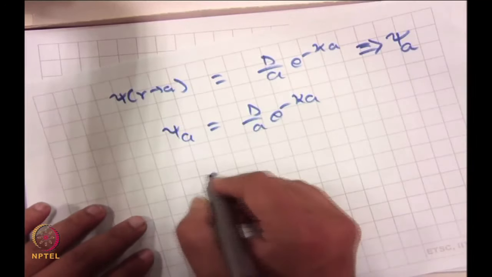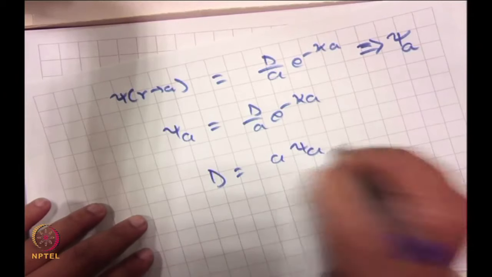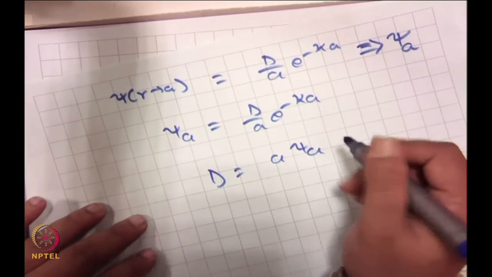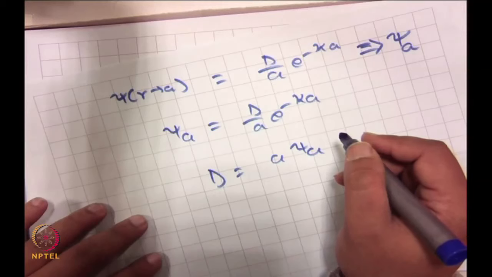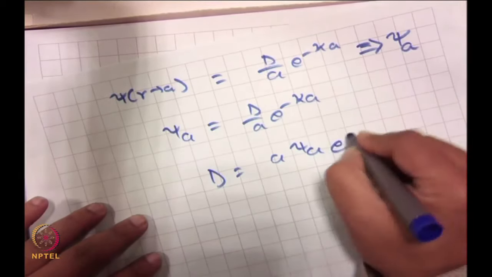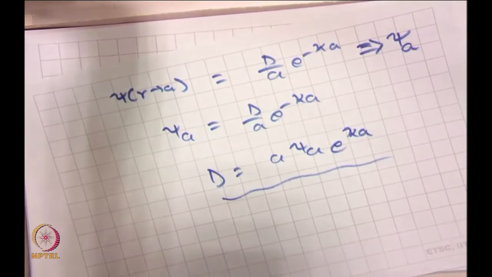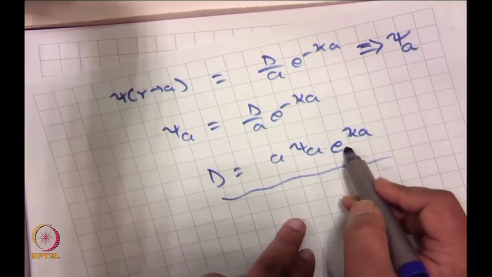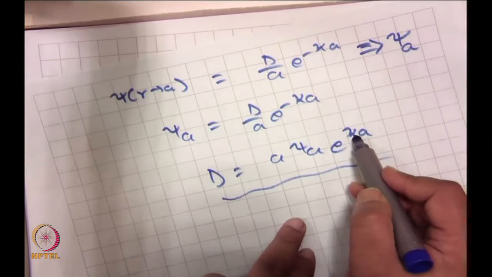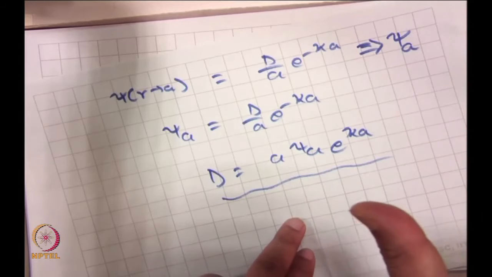Then I have an expression for d, which is d is equal to a psi of a, then e to the power kappa a. So this is what my d is in terms of the exponential kappa, and then you have a, which is the radius of the charged particle, right.